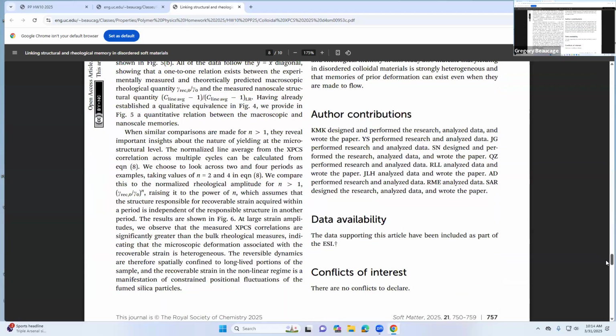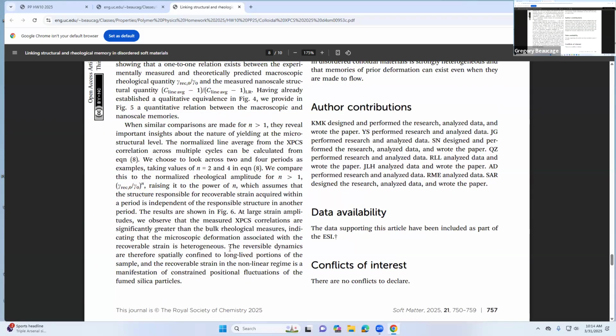It's at the bottom. The reversible dynamics are therefore spatially confined to long-lived portions of the sample, and the recoverable strain in the nonlinear region is a manifestation of the constrained positional fluctuations of the fumed silica particles. So they're constrained within domains somehow where the correlations are higher, and the correlations are higher because they're constrained in a domain. But when he looks at the average over the rheology, that washes out somehow.